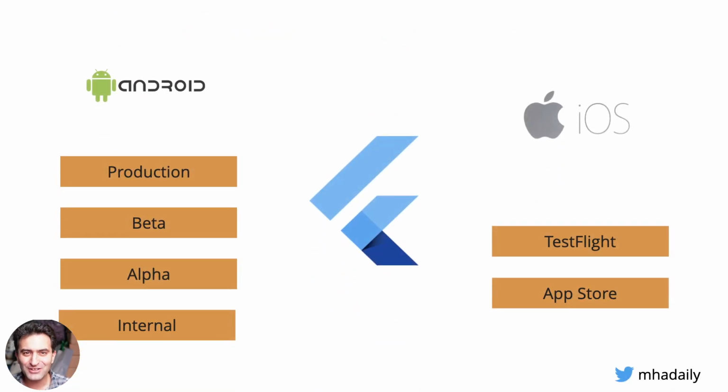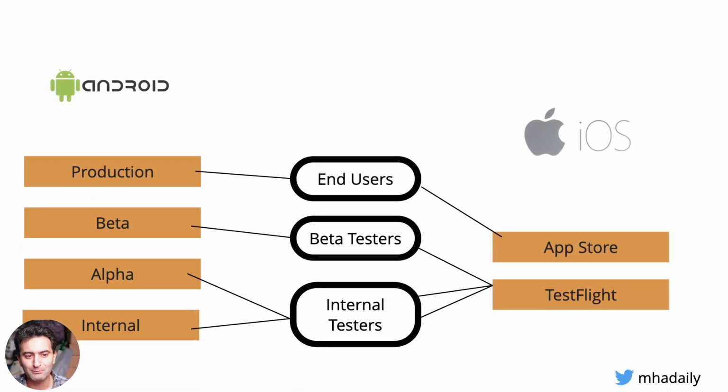That is also matching the Android and iOS tracks for deploying your application. In Android, you have a couple of tracks to deploy, and in iOS, you have at least two, right? So you can always release to these tracks. For example, my end user always gets the app from the App Store or production on Android, and the beta testers from TestFlight and beta tracks in this case.